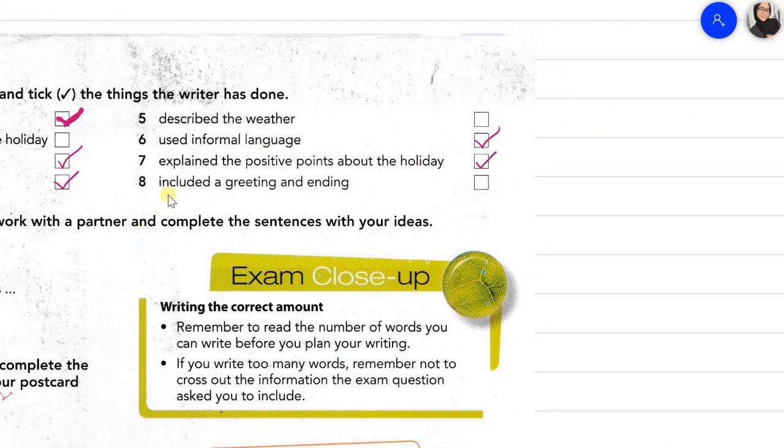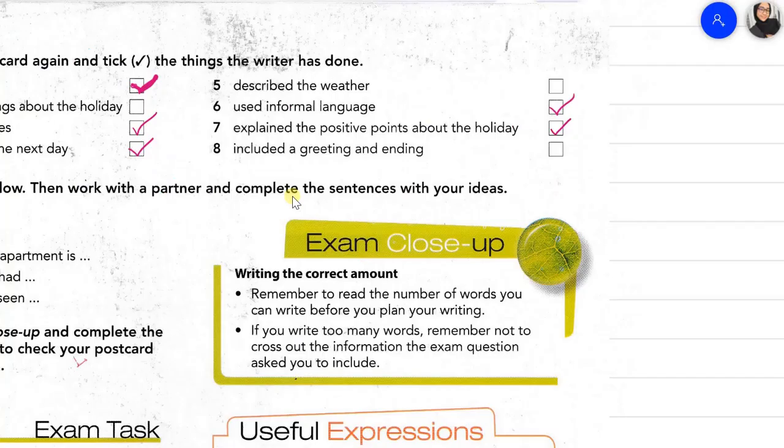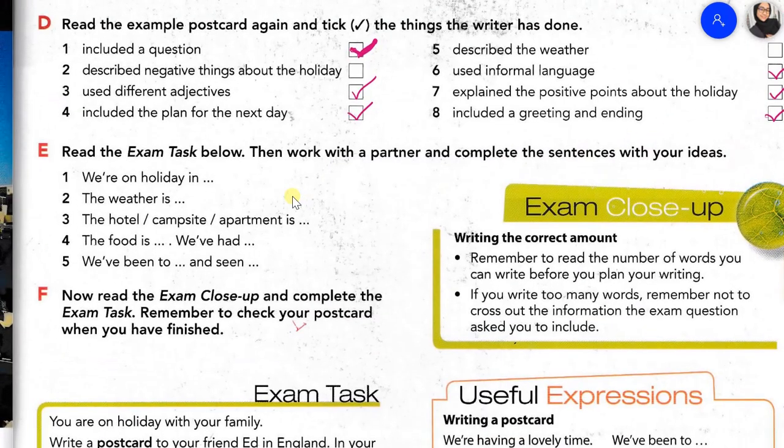And number 8, the last one. Did the writer include a greeting and ending? Was there a greeting and ending? Yes, this is a greeting and this is an ending, a sign off. Okay, so number 8 is correct. Right, there you go. Now let's move on to the next task.